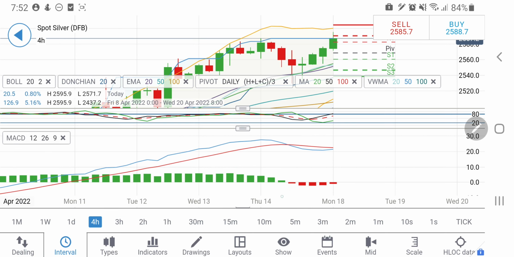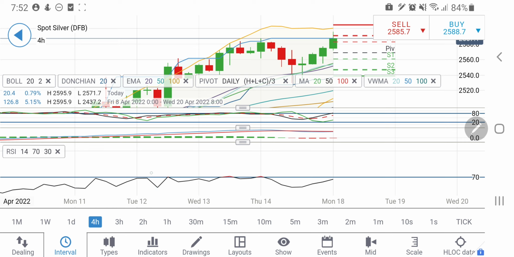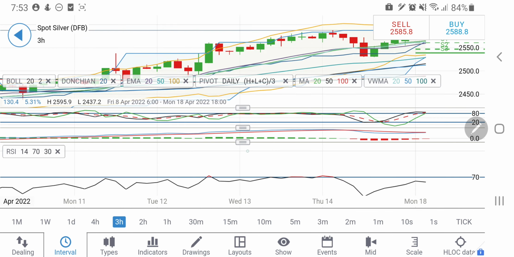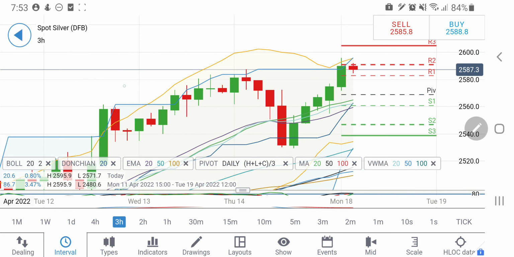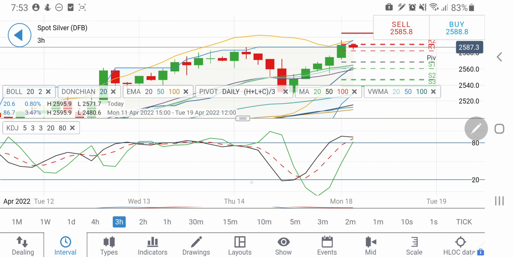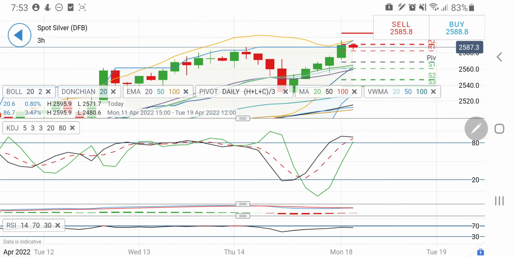Stochastic entering into overbought zone, MACD trying to converge and crossover, RSI not showing but it is trying to enter into overbought zone. Now look at the 3-hour charts, it is trying to form a pole and flag probably. That is what I will expect from this. Till the time it remains above 2570, one can remain long. That is my expectation. The 3-hour chart is looking forward to a drop. It is highly overbought, it is trying to converge, and hence if a couple of red candles appear, I won't be surprised.